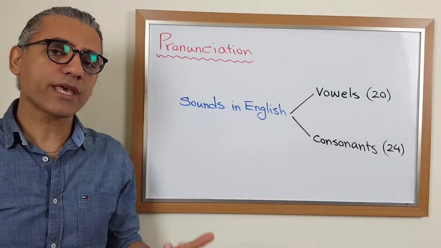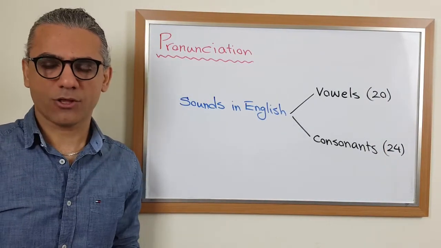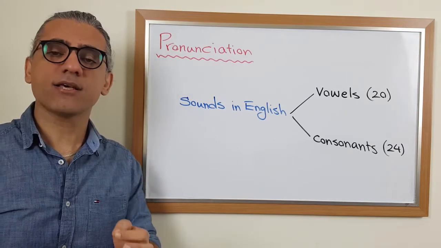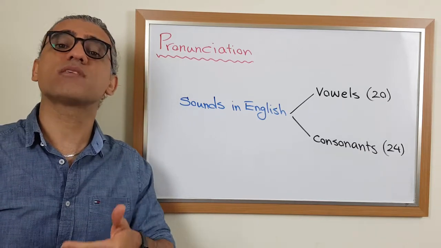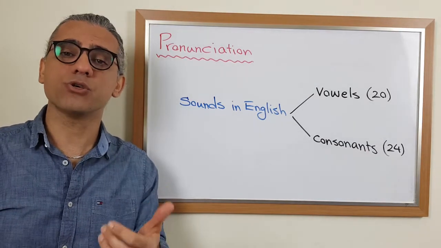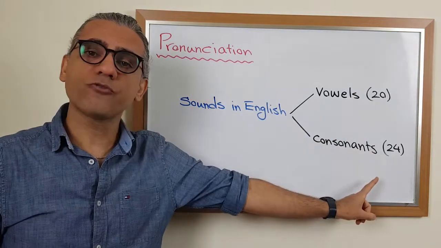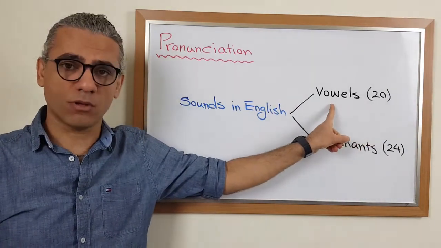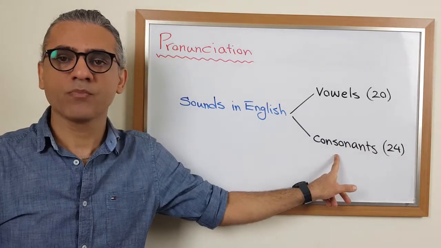Okay, before we get to the pronunciation, let's find out how many sounds we have in English. We know that we have 26 letters in the English alphabet, but today we are not talking about the letters, we are talking about the sounds we create using these letters. Altogether, we have 44 sounds in English. 20 of them are vowels, and 24 of them are consonants.